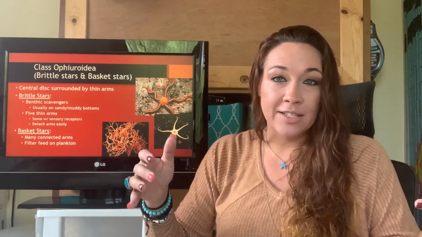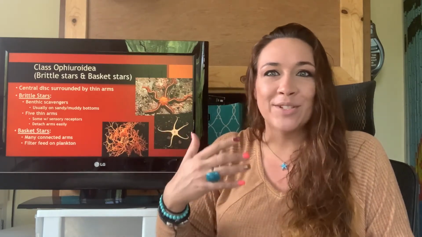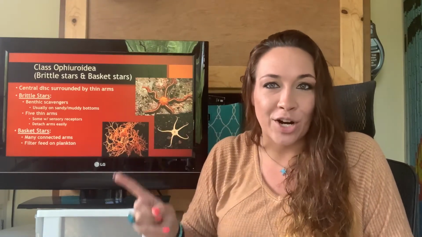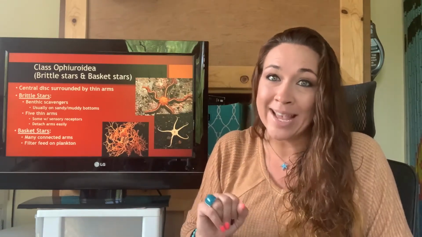Now, under the class Ophiuroidea, we actually have 2 different groups. We have the brittle stars that I've been talking about, but we also have these really cool ones called basket stars. Now, they still have that centralized disc with all the arms radiating outwards, but they don't have 5 arms. They got lots of arms.